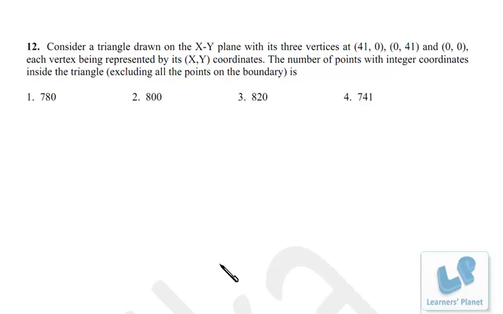Now friends, here I am having a problem from CAT 2005. Consider a triangle drawn on the XY plane with 3 vertices (41, 0), (0, 41), (0, 0), each vertex being represented by its XY coordinates. The number of points with integer coordinates inside the triangle, excluding all the points on the boundary, is. The problem involves the knowledge of coordinate geometry as well as basic arithmetic progression, you can say. I will draw this diagram first of all for you.